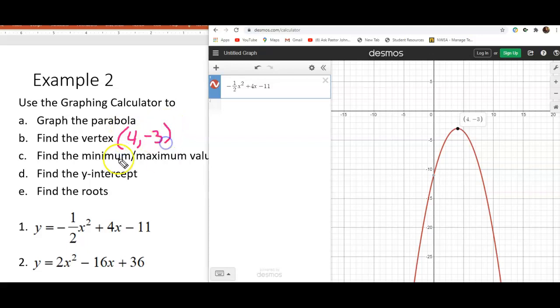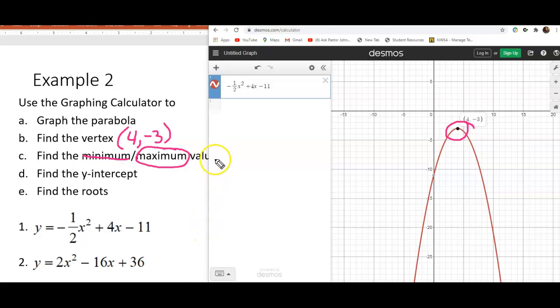Vertex. Next, it says find the minimum or maximum value. Well, before I do that, let's first ask ourselves, what is this? Is this a maximum or a minimum value? Well, that's the highest point on the graph. So we would call that a maximum value. So let's go ahead and circle that and cross that off.